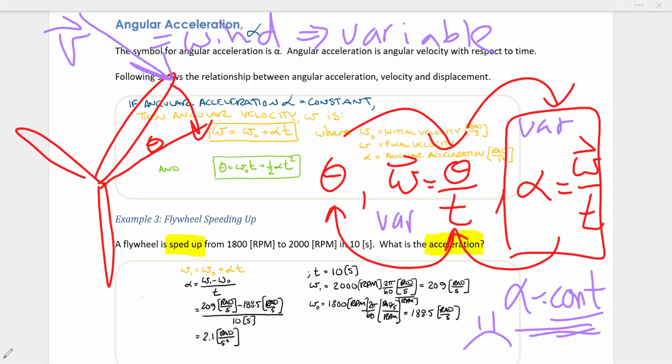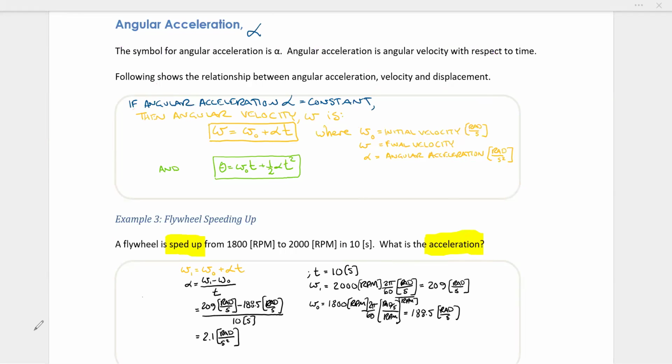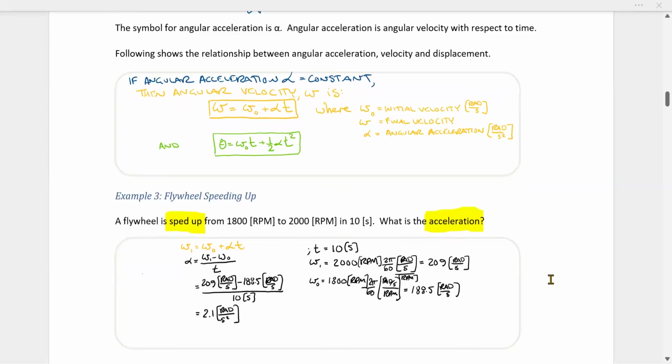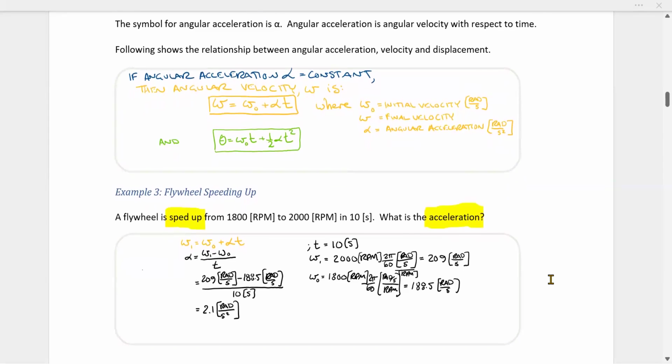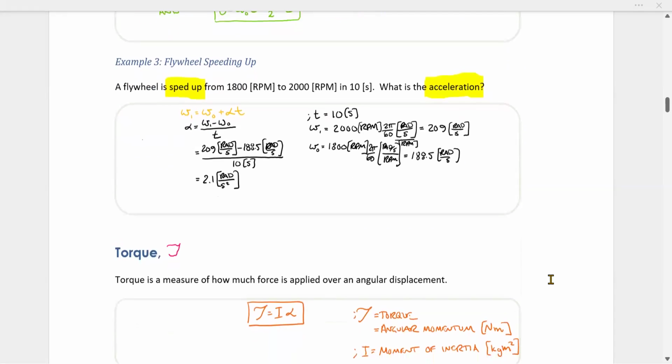All right, so it's important to know the differences there. Angular acceleration has this symbol, which is a small alpha, and the relationships that relate acceleration to angular velocity are shown here, and they're very much the same as the relationships that related these in a tangential manner.